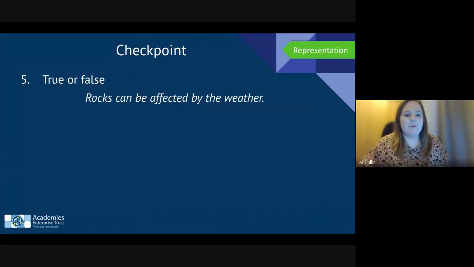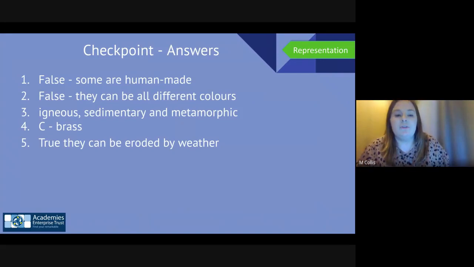Okay, let's go through the answers then. The first one was false. Some rocks are human-made. Like concrete and brick, they are human-made rocks. Question number 2 was also false because they can be different colours. Some can be brown, some can be grey. They don't all have to be the same colour. Question number 3 asked you to name 3 different types of natural rock, and they are igneous, sedimentary, and metamorphic.